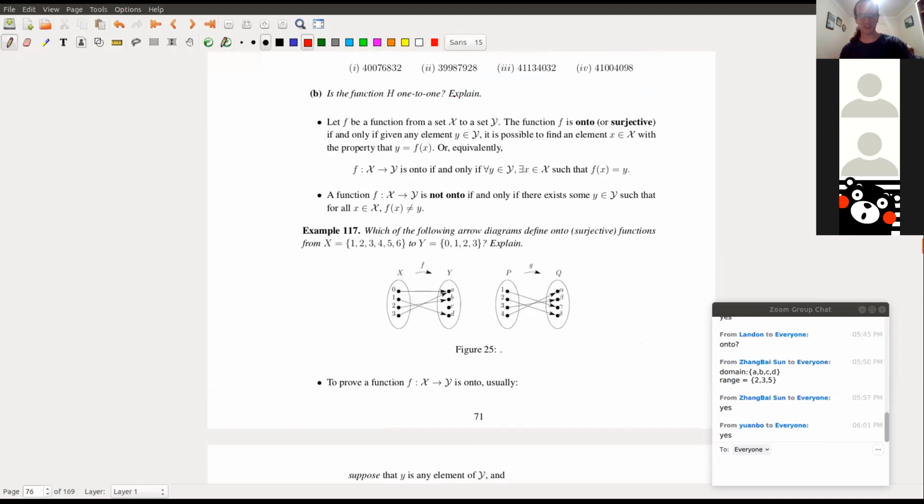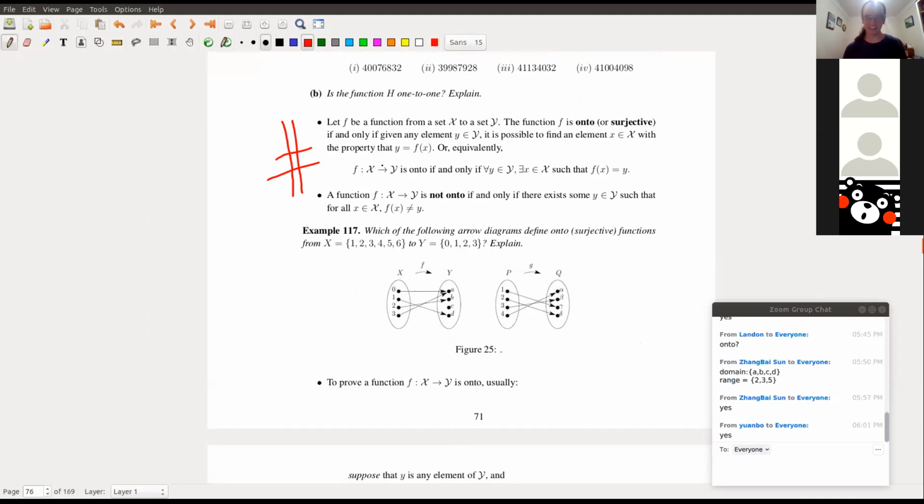So the next one is onto. This is really important. Let f be a function from set x to set y. The function is onto, or surjective. Injective is one-to-one, onto is surjective. f is onto if and only if for any element y in Y, it's possible to find an element x in X with the property that f of x equals y.